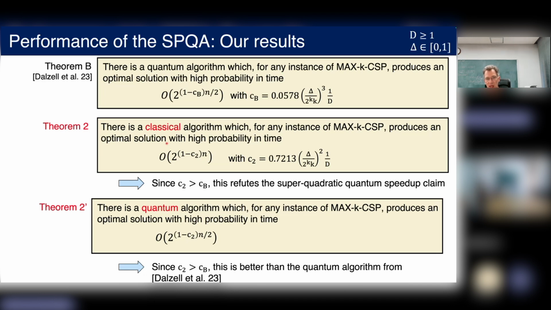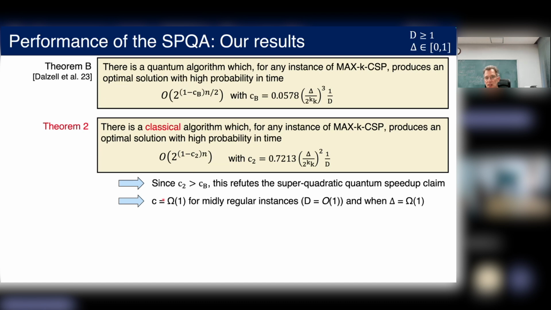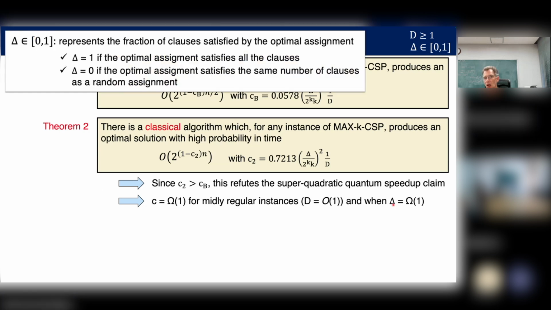And again, if we apply quantum search or amplitude amplification on top of that, you also get a quantum algorithm which has complexity better than the first. And the main thing is, again, that C, well, you should have maybe written C2 here, C2 will be constant for mainly regular instances, and for the case delta constant.